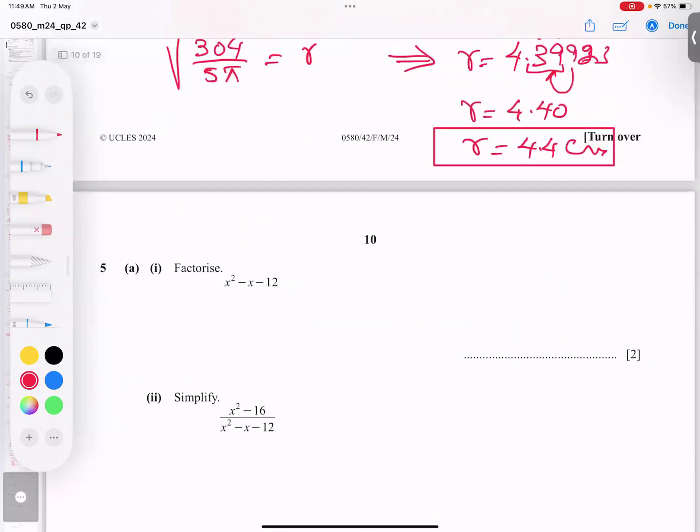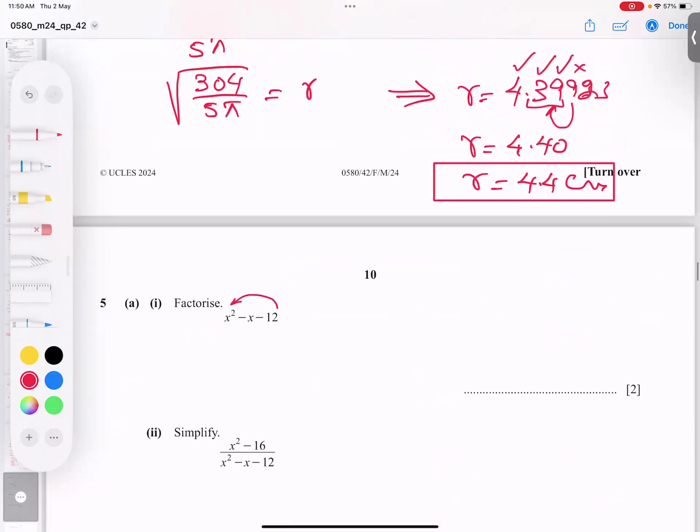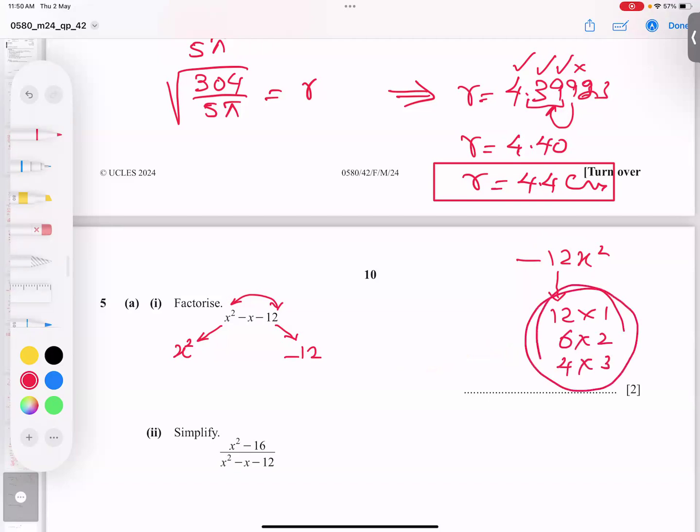Okay, question number 5. Factorization. These kind of questions are favorite. Step number 1, multiply first value with the last value, including signs. Negative 12 into x square, I get negative 12x square. After that, I will copy x square and I will copy minus 12. And then find out all possible ways to get 12. 12 ones are 12, 6 twos are 12, and 4 threes are 12.